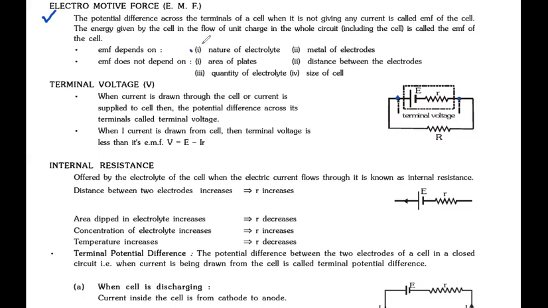So it depends on what? Nature of electrolyte, metal of electrodes, area of plate, distance between the electrodes, quantity of electrodes, and size of the cell. Because all of these factors will change the reaction. Okay? So we don't have to worry much about electromotive force. We just have to know what it is. So basically, this is a potential difference due to the chemical reaction inside the battery. And terminal voltage is the potential across the total cell.